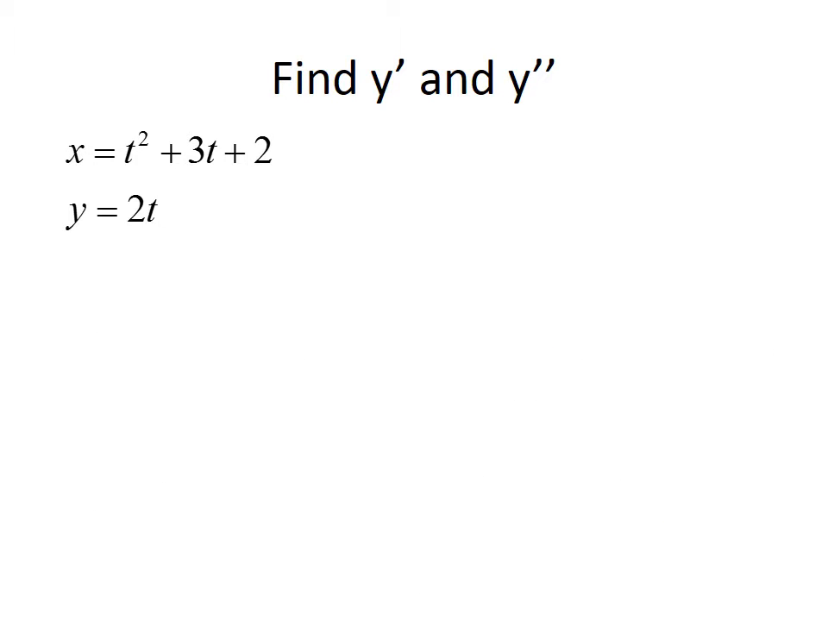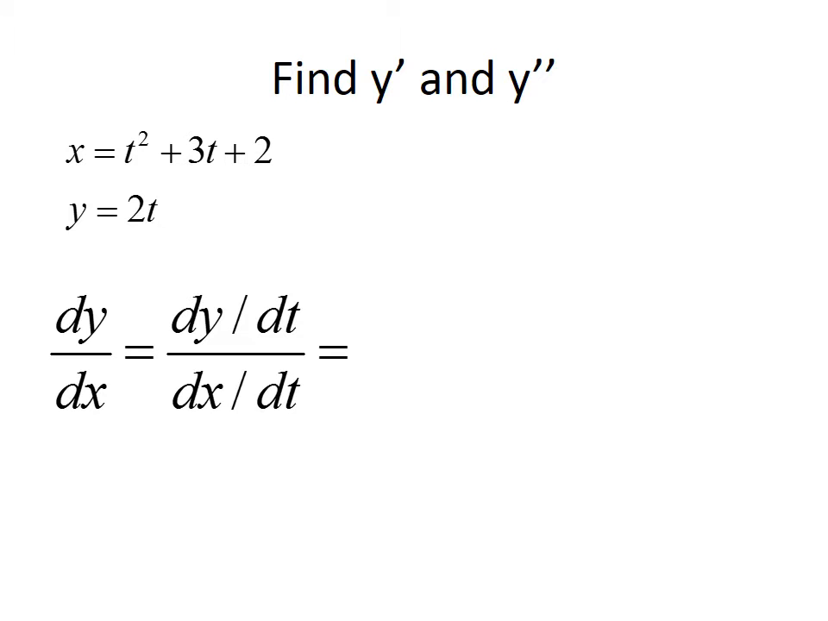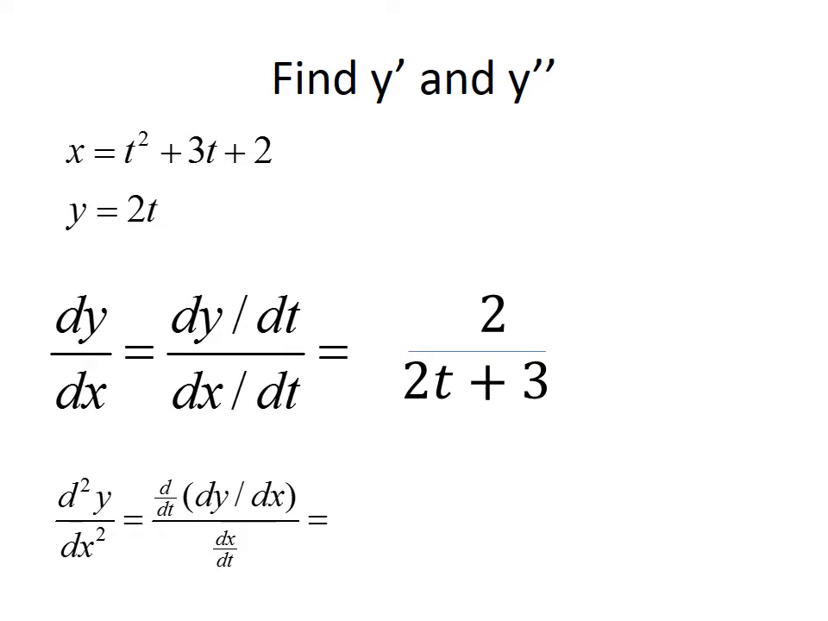Okay, once again, to find the derivative of y with respect to x, we start by finding dy/dt, which in this case is simply 2, and then we find dx/dt, which is 2t plus 3. To find the second derivative, I have to find the derivative of this first function, but dx/dt remains the same.